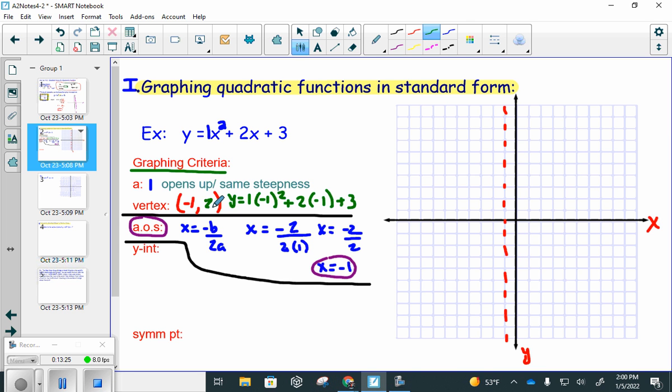And so my vertex is going to be negative 1, 2. So as soon as I find it, I'm going to come over here to negative 1, 2, and I'm going to go ahead and put my point.